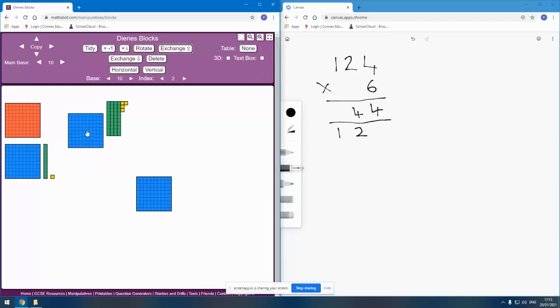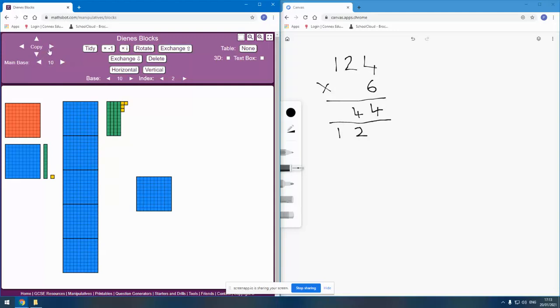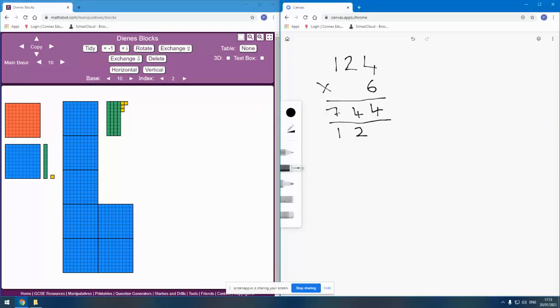And then finally, I have my 100, which again is going to be repeated 6 times. There it is. And as well as having those 600, I have my extra 100 from before. So now I have a total of 700. So what I have now is a total of 700, 40, and 4.